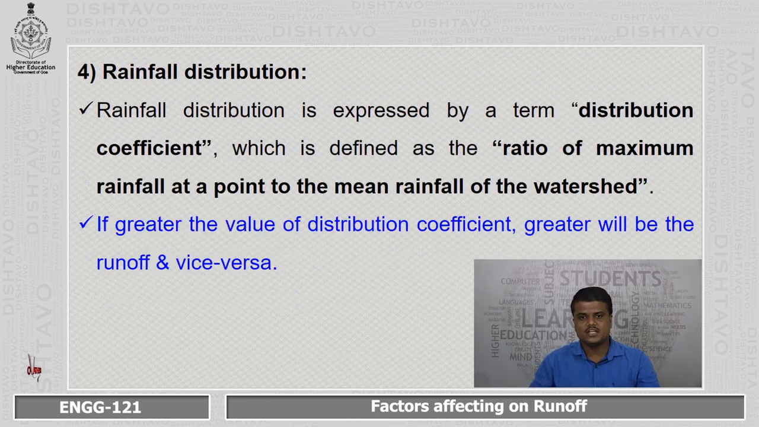The fourth factor is rainfall distribution. This distribution is expressed by a term called the distribution coefficient, which is the ratio of maximum rainfall at a point to the mean rainfall of the watershed. The greater the value of this coefficient, the greater will be the runoff and vice versa.